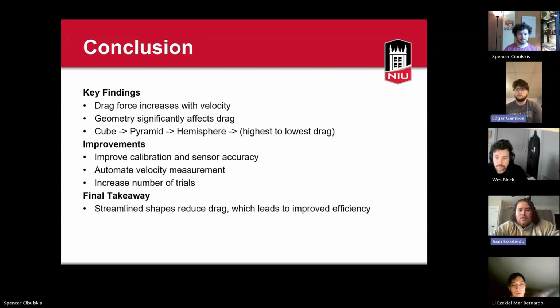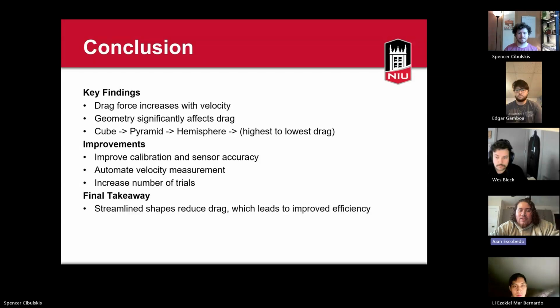So overall, our results showed that drag force increases a lot as velocity increases, which makes sense because velocity is squared in the drag equation. We also saw that the shape of the object really matters. The cube had the highest drag since it's a blunt shape, and it disrupts the airflow more, while the hemisphere had the lowest drag because it's more streamlined and it lets the airflow around it more smoothly.